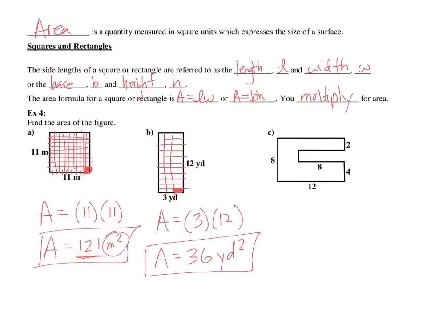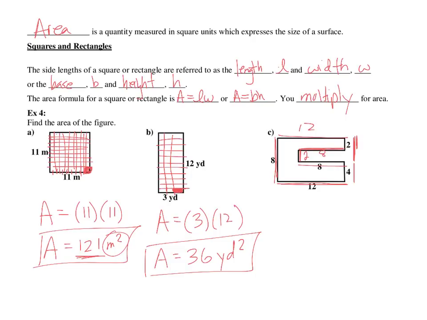All right, so for part C now, we have 8 going up and down, and I have 4, 4. That should be 4, right? So if that's 2, then that has to be what? 2. Here I have 12 going all the way across, so that has to be 12. And here I have 8, so that has to be 8.